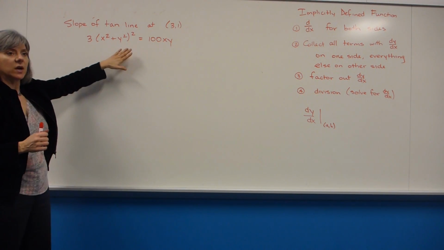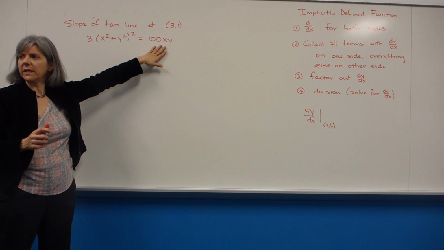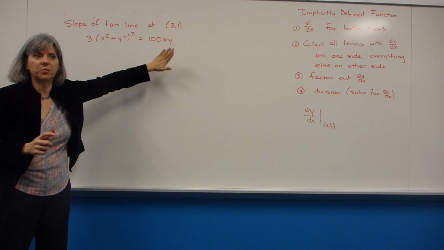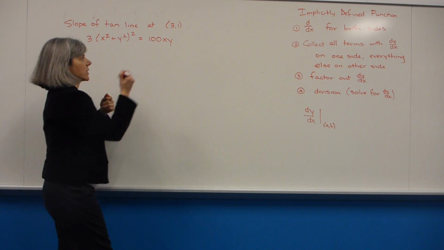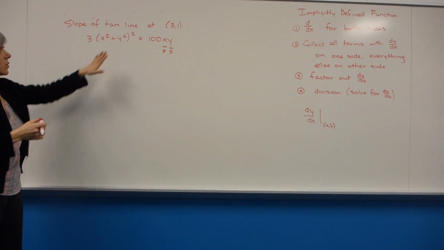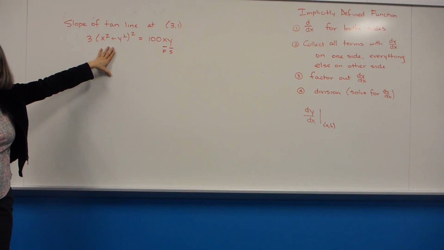As I'm reading across, let's start with this side. What rule do I need to use on this side? Product rule. This is x times y. So product rule on this side, and we're going to have a first and a second. What do we do on this side?